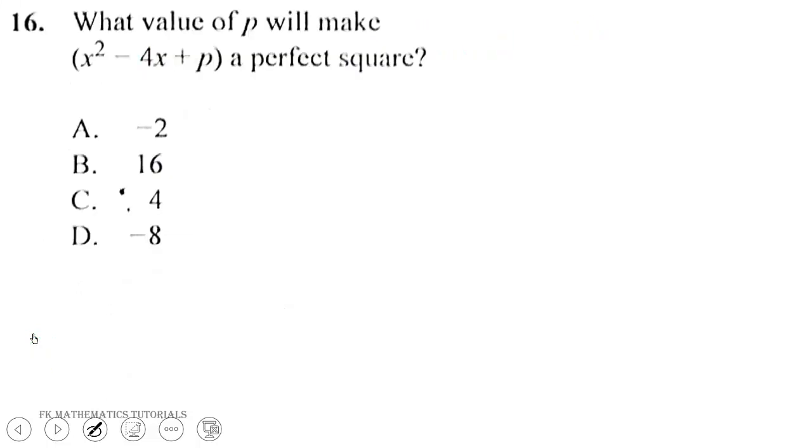What value of P will make x squared minus 4x plus P a perfect square? So we have x squared minus 4x. What should we add to it so that it will be a perfect square? So we need to add half of the coefficient of x. When x squared has a coefficient of 1, we add half of the coefficient of x, squared. So what we are going to do now, this is just an expression, so we will add half the coefficient of x.